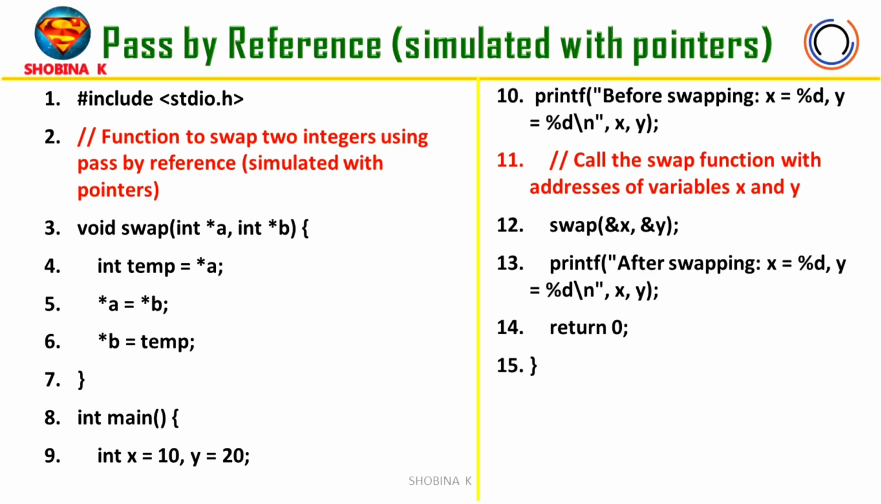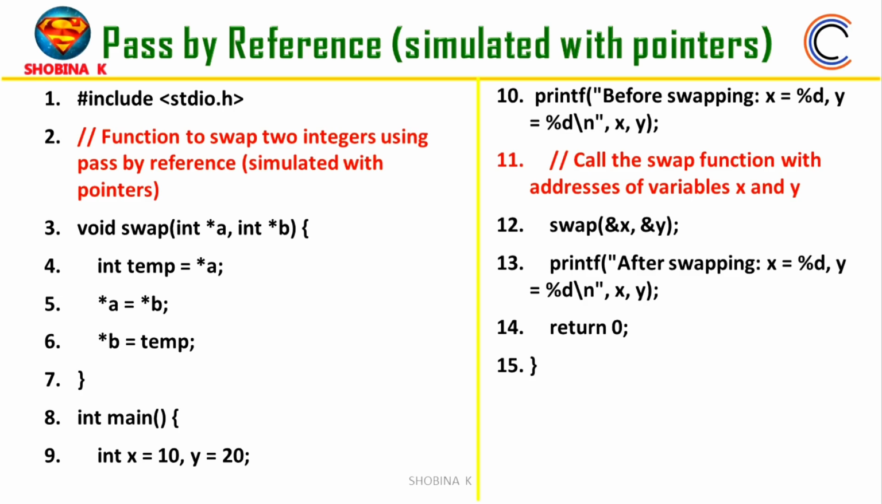Line 10 prints the values of x and y before the swap operation using the printf function. The %d format specifier is used to print integer values, and x and y are the arguments. Next we call the swap function with the addresses of variables x and y: swap(&x, &y). This line calls the swap function and passes the addresses of the variables x and y as arguments. The ampersand operator is used to obtain the addresses of the variables x and y.